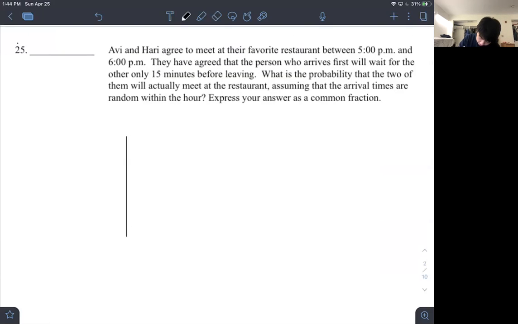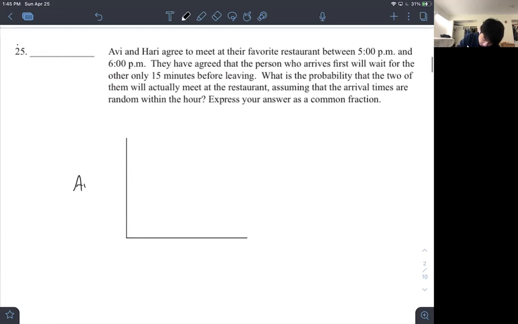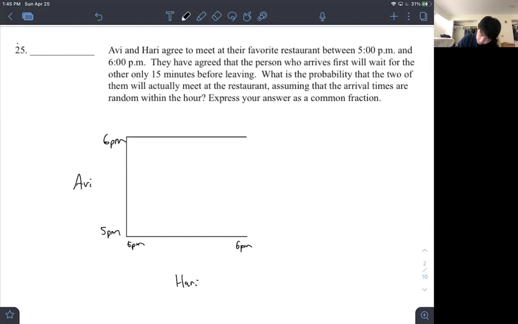So we set up a little table. Here is when Avi arrives, and here's when Hari arrives. And this is 5 p.m., 6 p.m. So this part over here about arrival times being random within the hour, what that really means is that we're choosing a random point on this 1 hour by 1 hour grid, which will represent the time that Hari arrives and the time that Avi arrives. And so we now have to figure out the probability that they actually end up meeting.